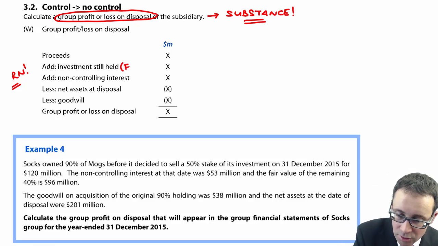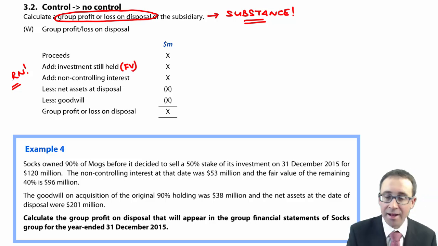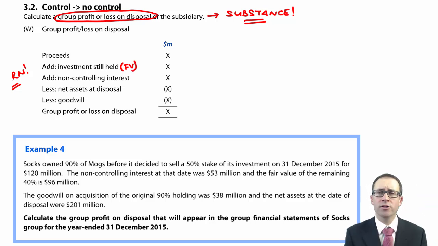Again, key bit there is to ensure that that is in there at fair value. And don't forget as well that there is now no longer any non-controlling interest. So you need to add in the non-controlling interest to get the full worth of the subsidiary. Okay, to value it 100%. From that, you will then go through there and deduct the net assets at disposal, and then you will then deduct the goodwill on disposal.